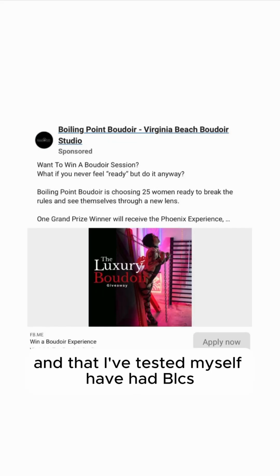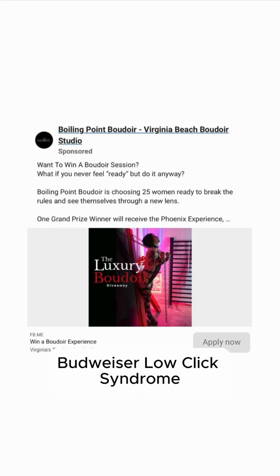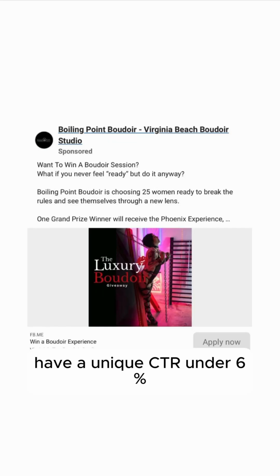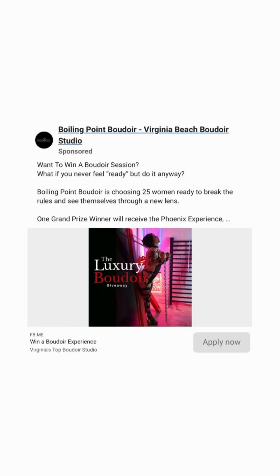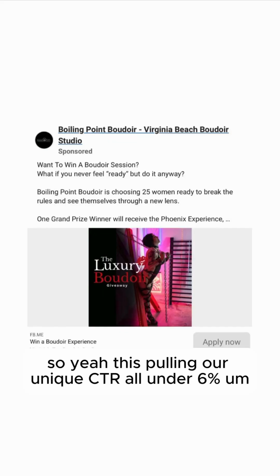that's why 100% of the boudoir Facebook ads I've seen the back end for, and that I've tested myself, have had BLCS, boudoir low click syndrome, with a unique CTR all under 6%, because everyone's making these same mistakes as everyone else. That's why everyone keeps getting the same outcomes as everyone else.